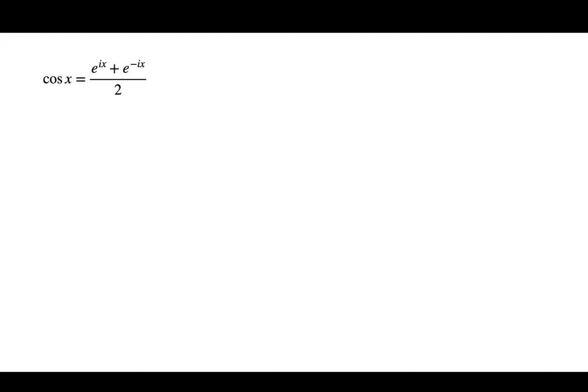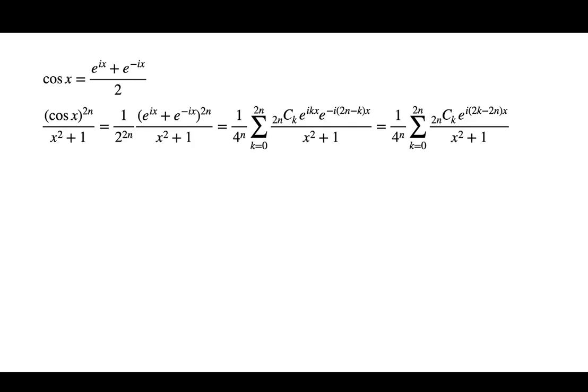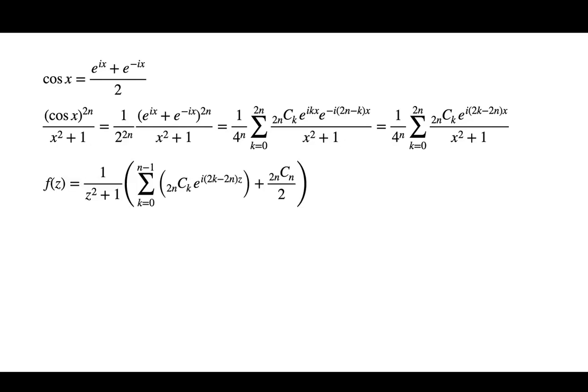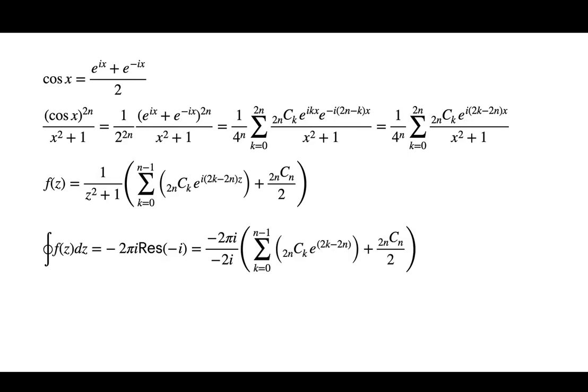Firstly, we rewrite cosine x using exponential functions. We substitute (e^(ix) + e^(-ix))/2 into the integrand and expand the parentheses. Here we define the function f(z) = 1/(z² + 1) times [sum from k = 0 to n-1 of (2n choose k) e^(i(2k-2n)z) + (2n choose n)/2]. This corresponds to half of the full sum.